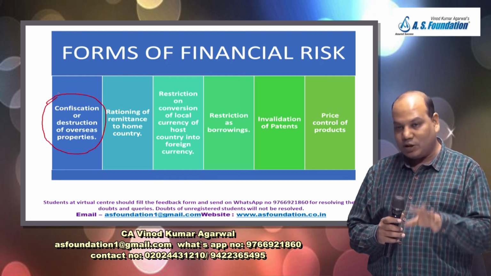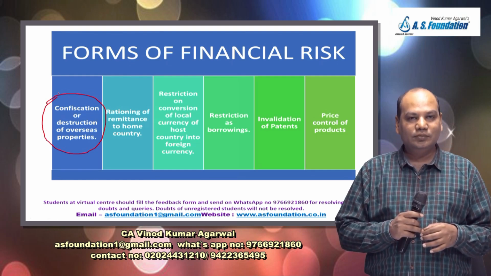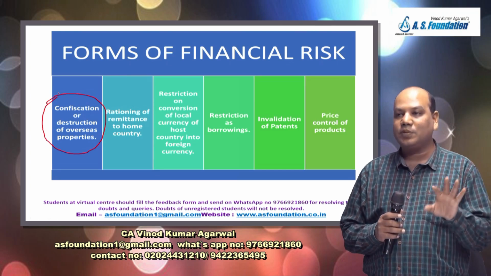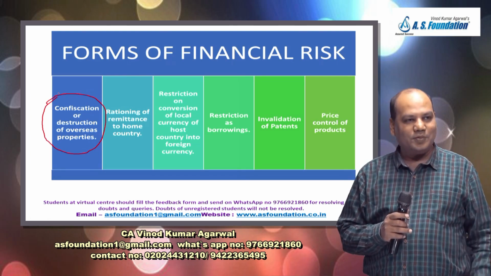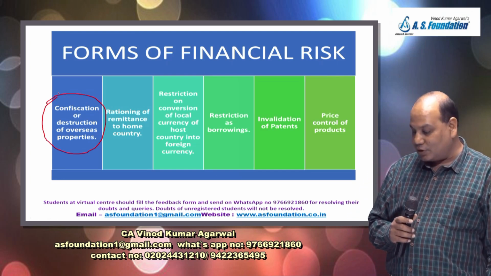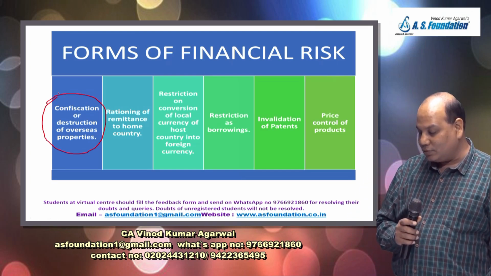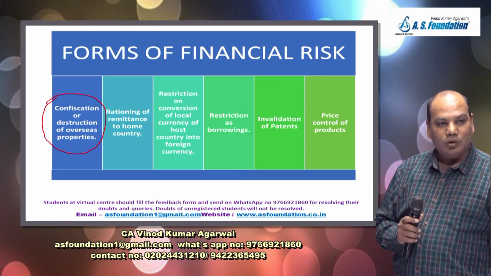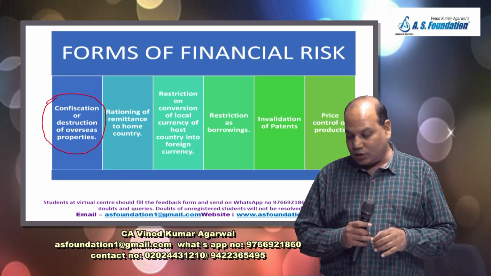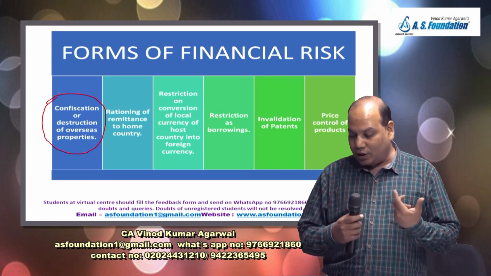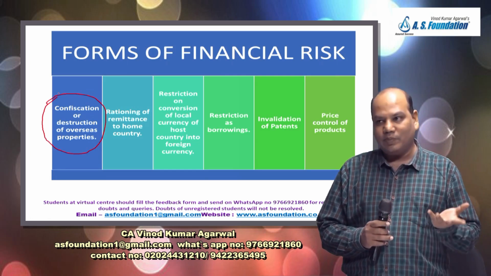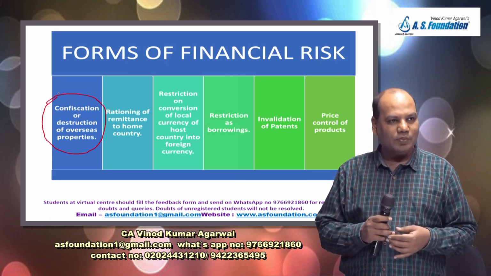Then rationing of remittance to the home country. Many governments in foreign countries say whatever you earn, you can only remit, say, 40% of this. 60% or 50% you keep in our country only. You can't remit the entire amount. Restriction on conversion of local currency of the host country into foreign currency. So there can be restriction on conversion also, restriction on borrowing, invalidation of patent. Your patent may not be applicable there, like it happens in USA. They can copy your product. You can't do anything.